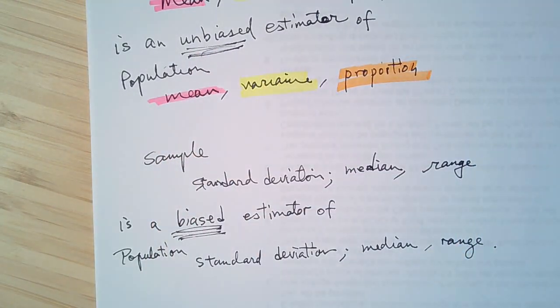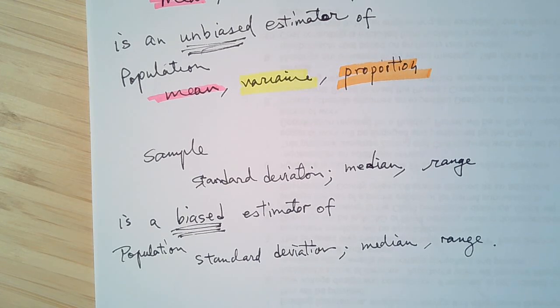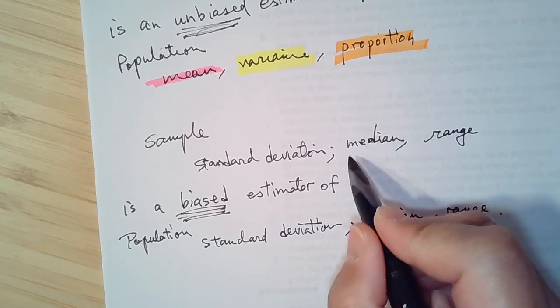I think this is the most important concept you need to learn in this session. Now I will give you one example to show this bias, so that you can understand what biased means. Okay, let me think about one thing. Maybe median. Okay, median. Let's do median.